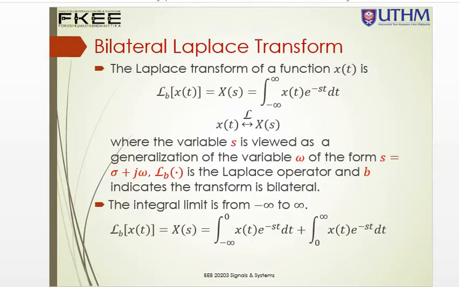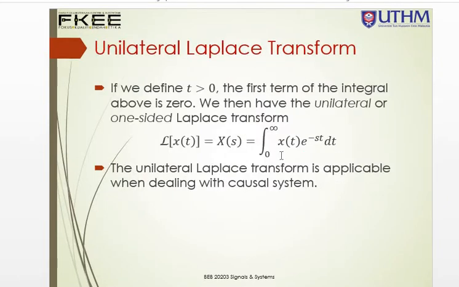But it's quite different from the unilateral. Unilateral goes straight from 0 to infinity, so the positive side only: 0 to infinity x(t) exponent negative st dt. So t is more than 0. We call it a unilateral for one side only.